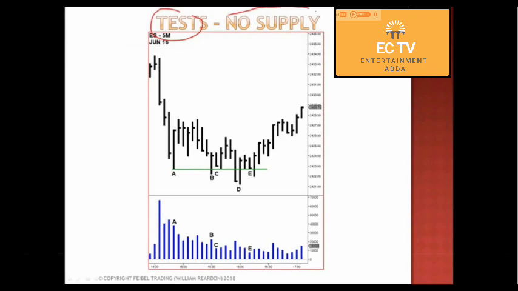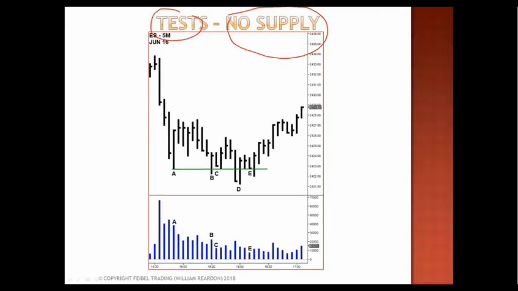Tests. Again, another no supply. This is a lovely little study of a no supply test, and I've given another example of a no supply test due to the usefulness. This is the most powerful form of testing as we get a setup. Now this study is not straightforward, which is why I've picked this specific chart.